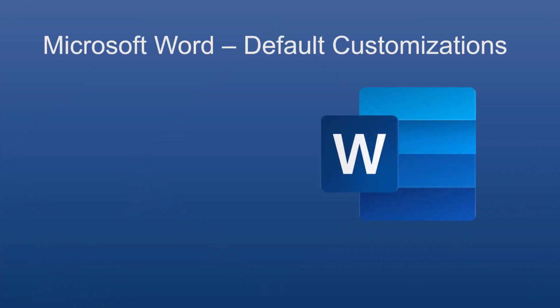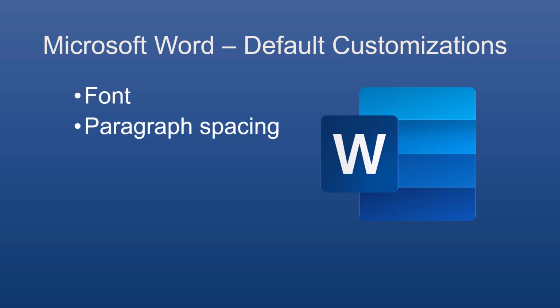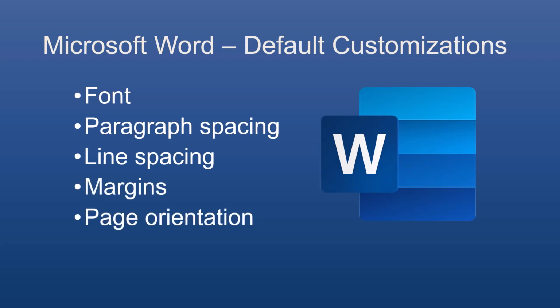When it comes to changing the default settings for Microsoft Word, not everything in Microsoft can be changed to become the new start point, but there are several things in Word that you can change so that they become the default settings when new documents are started, such as font size, paragraph spacing, line spacing, margins, and page orientation. Let's look at each one of these.